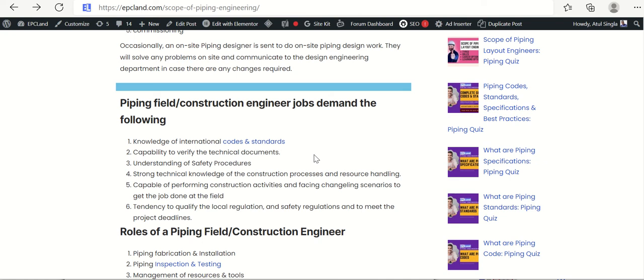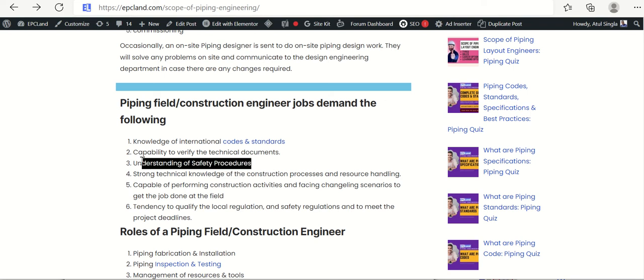Capability to verify the technical documents. Now again, once they are communicating the design technical knowledge to the construction teams, they have to go through a lot of technical documents, right? So they have to be very good in understanding the technical content. They have to be very good in communicating the technical content to the other people also.